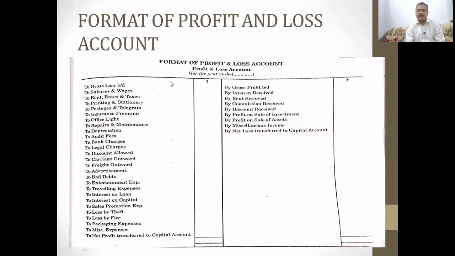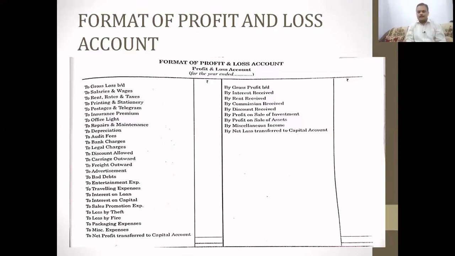So what are the revenues that we have to show? There are some revenues that are entered on the credit side of the profit and loss account. These are interest received, rent received, commission received, discount received, all types of receipts, profit on sale of investment, profit on sale of any asset, or miscellaneous income. So these are called all revenues and gross profit.